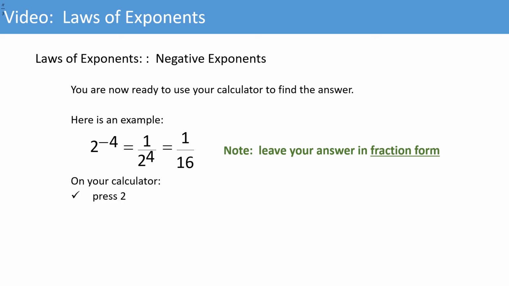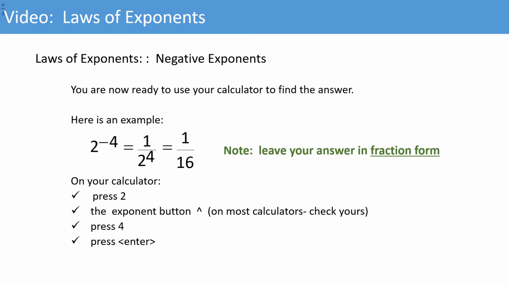On your calculator, press the exponent button. Now realize we are only going to do the denominator because we know the numerator is 1. Press 4. Press enter, and we will get 16. So our answer is 1 divided by 16.